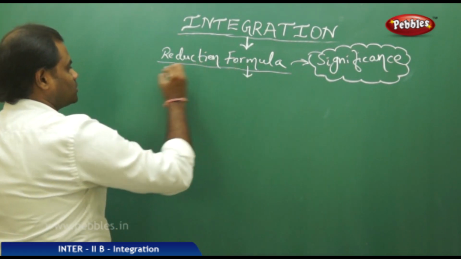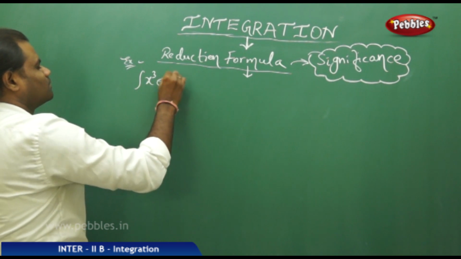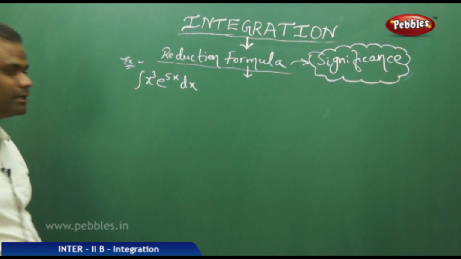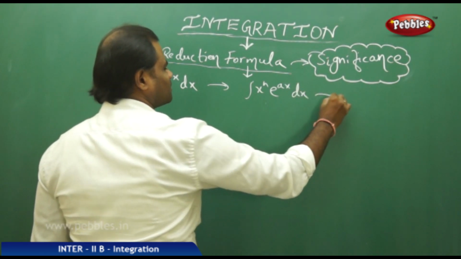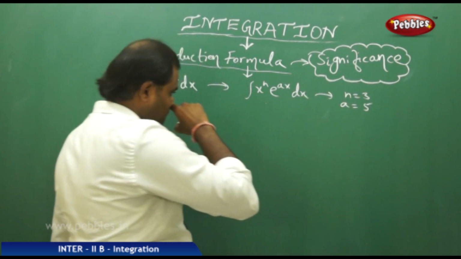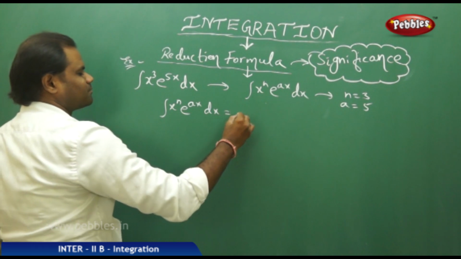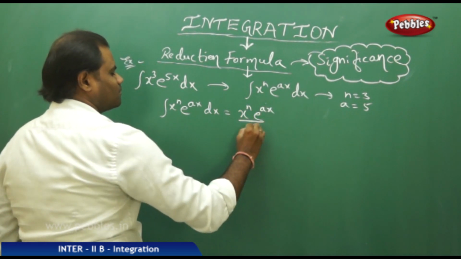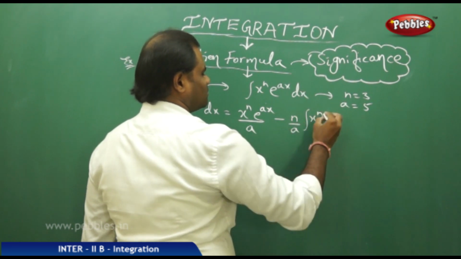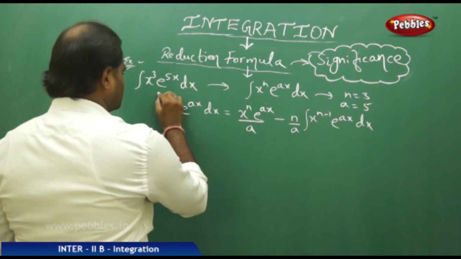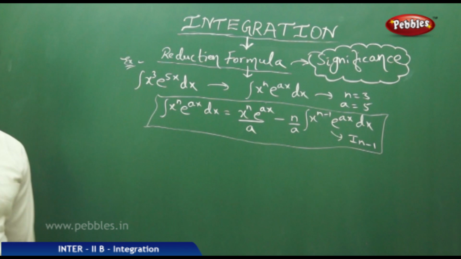Say for example, I wanted to evaluate the integral of x cubed e power 5x dx. Clearly, I see that when compared with the integral of x power n e power ax dx, my n is 3 and my a is 5. Now I have the reduction formula for x power n e power ax dx, which involves I of n minus 1.